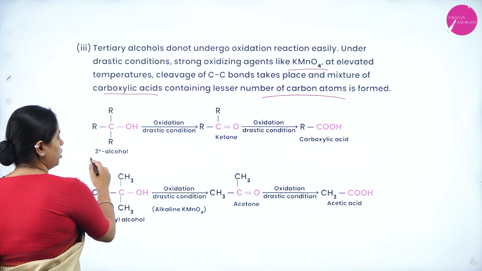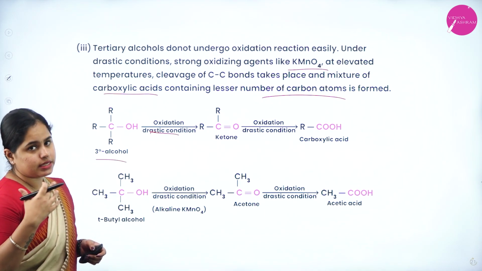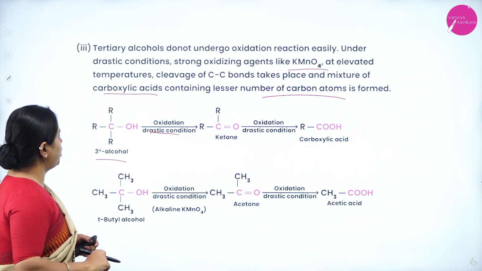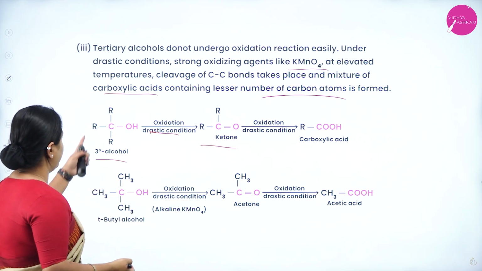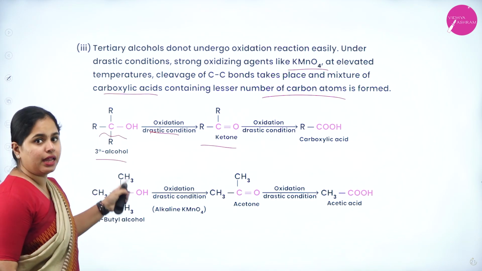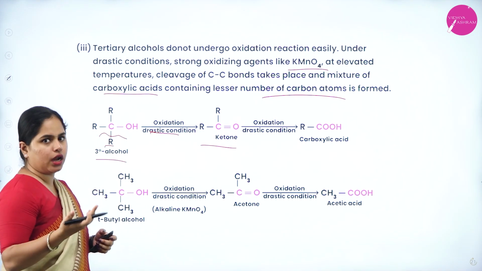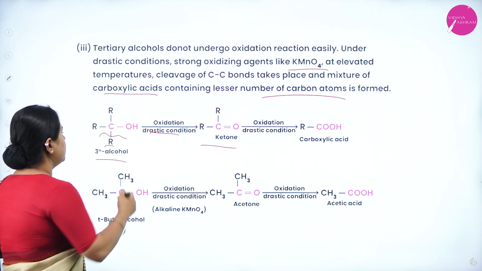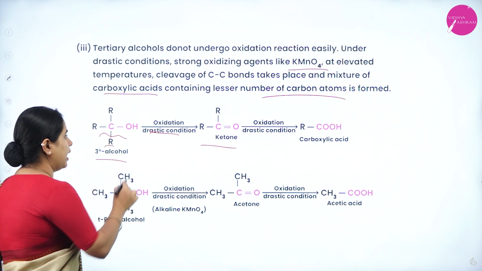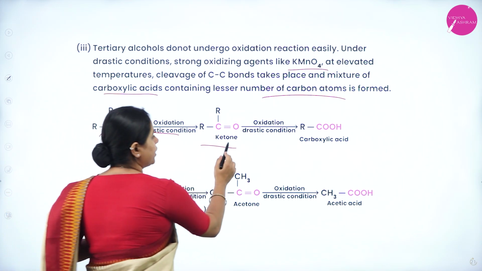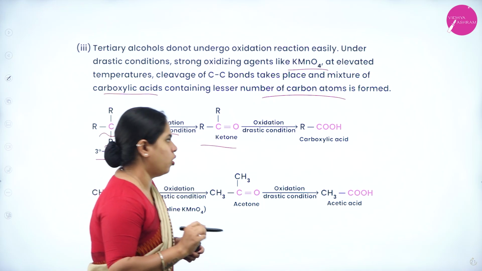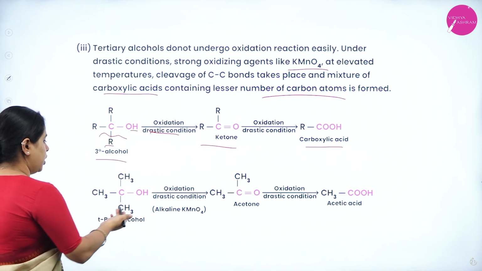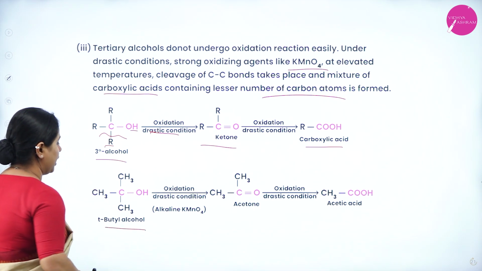So, a tertiary alcohol is shown here. Oxidation is going to take place in drastic condition, that means strong oxidizing agent at very high temperature. So, what are you going to get? First, a ketone will be formed by the breakage of the carbon-carbon bond. This alkyl also stands for carbon itself, so it will also contain carbon. So, this carbon-carbon bond will break and this hydrogen will be removed. You are going to get a ketone. Again, it is going to undergo oxidation. You know that. The ketone will undergo oxidation and form carboxylic acid.